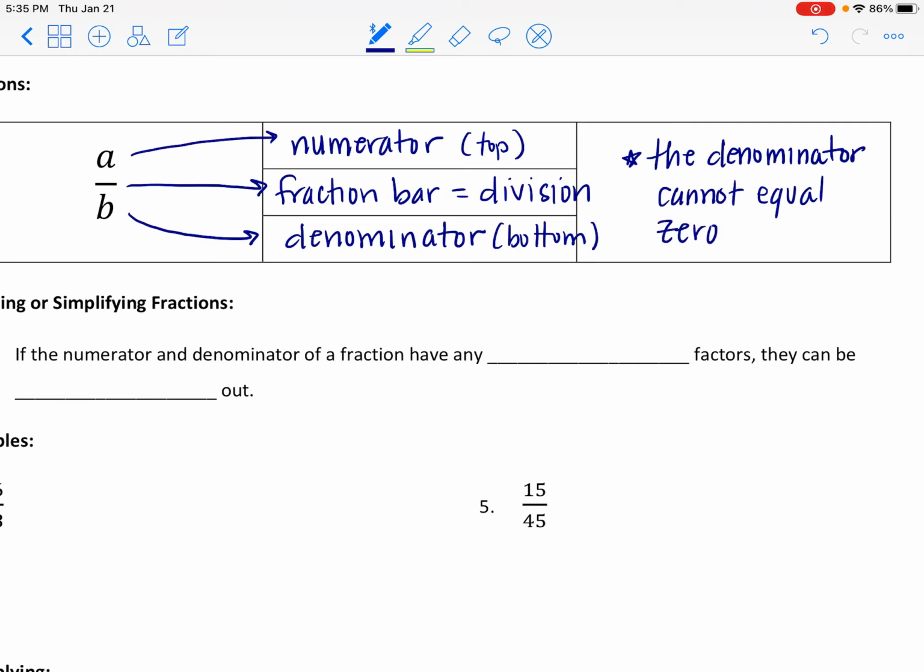0 in the bottom of the fraction, and the denominator of the fraction we say is undefined. Okay?